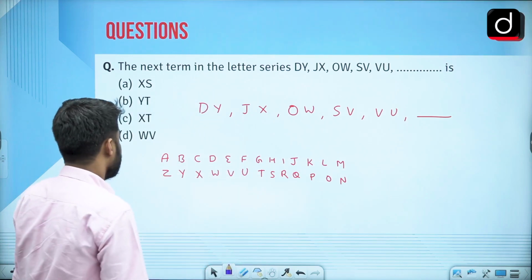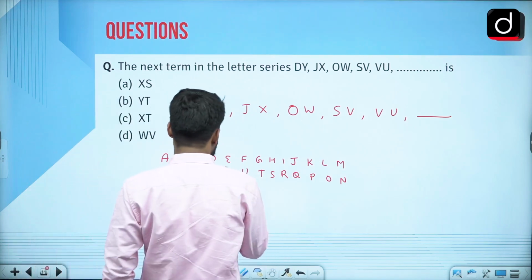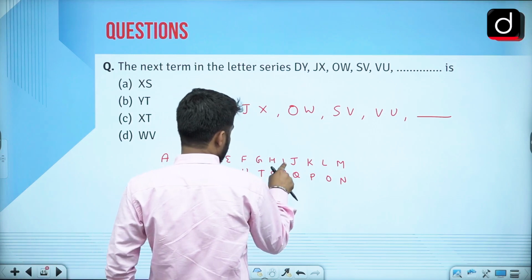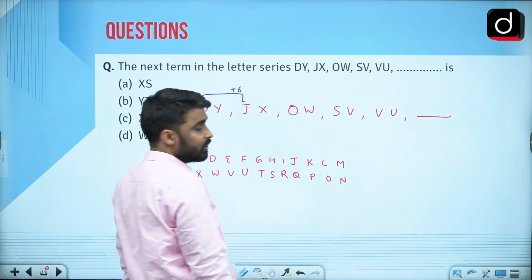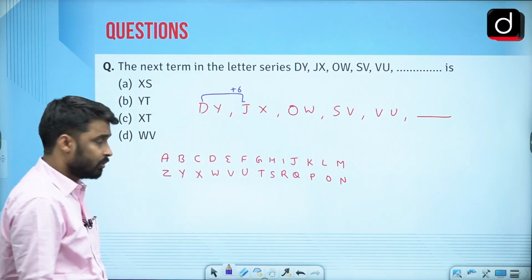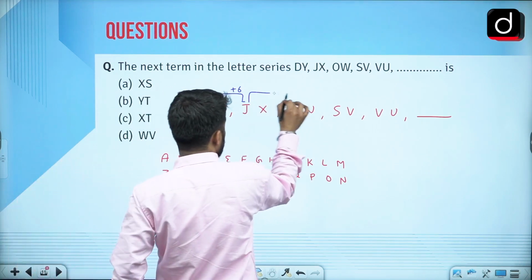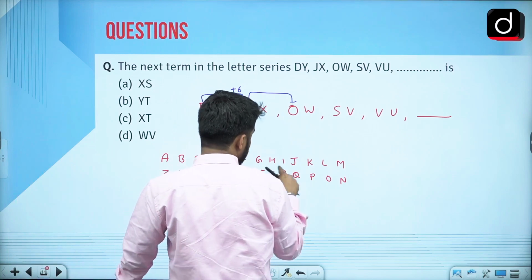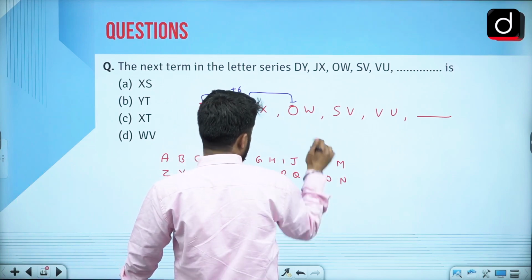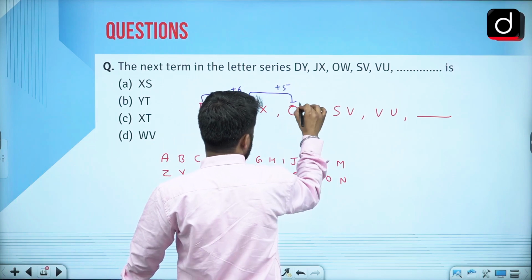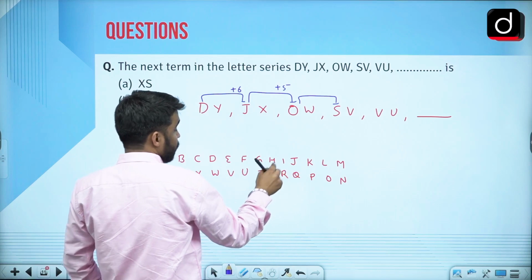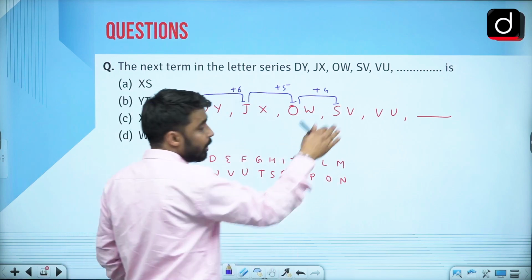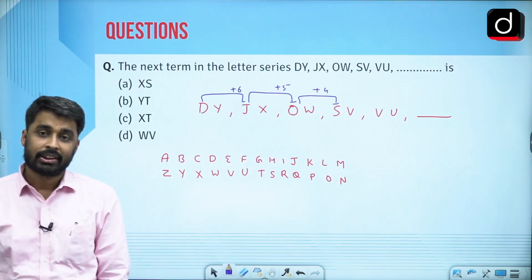From D to J, if we can find the logic, 1, 2, 3, 4, 5, 6. So this is a gap of plus 6. So from the first letter to the first letter of the next term, the gap was plus 6. From J to O, 1, 2, 3, 4, 5. This was a plus 5 gap. From O to S, 1, 2, 3, 4. See, the gap is decreasing by 1: plus 6, plus 5, plus 4.